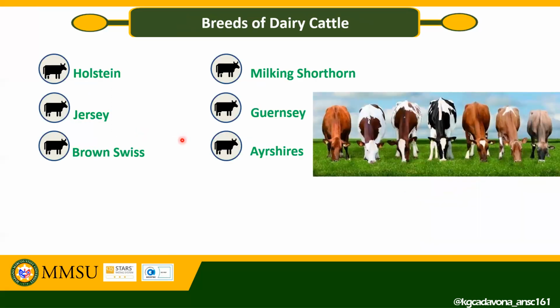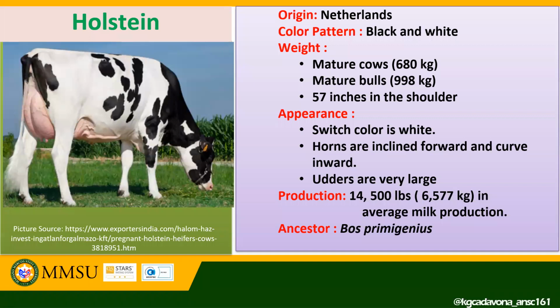So there are a lot of breeds of dairy cattle in the world. However, what I put here are only the breeds that are commonly raised in the Philippines. So we have the Holstein, Jersey, Brown Swiss, Milking Shorthorn, the Guernsey, and then the Ayrshire. Okay, so first is the Holstein.